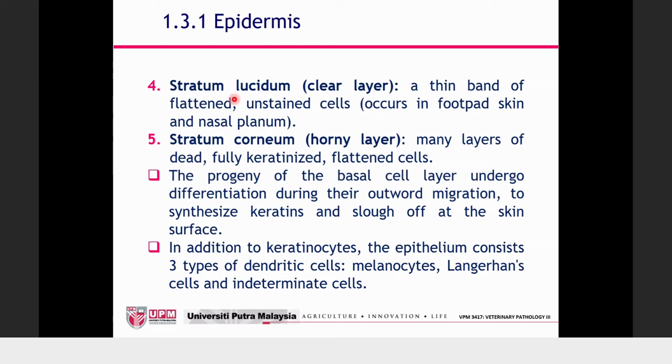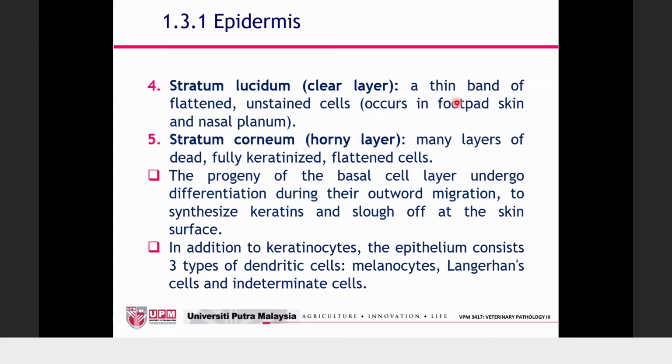Why is this stratum lucidum present in those particular areas of the skin? Can anyone guess? Why do you think stratum lucidum is present in the foot pad or even the nasal planum? Doctor, is it so that because there is friction, because on our foot, so it provides like extra protection.